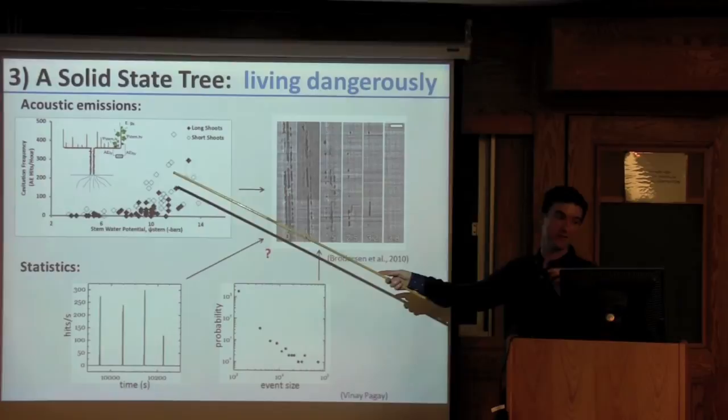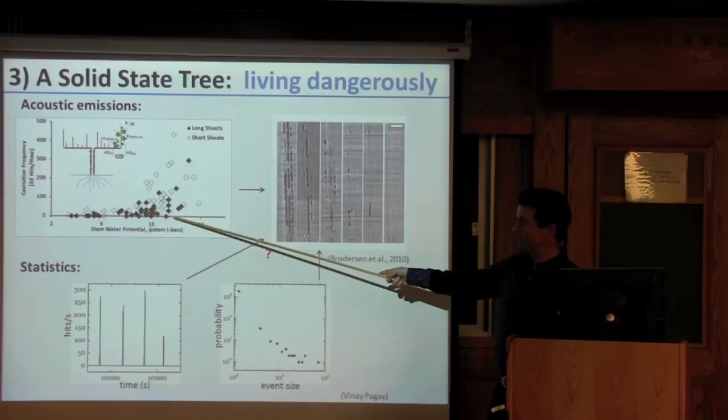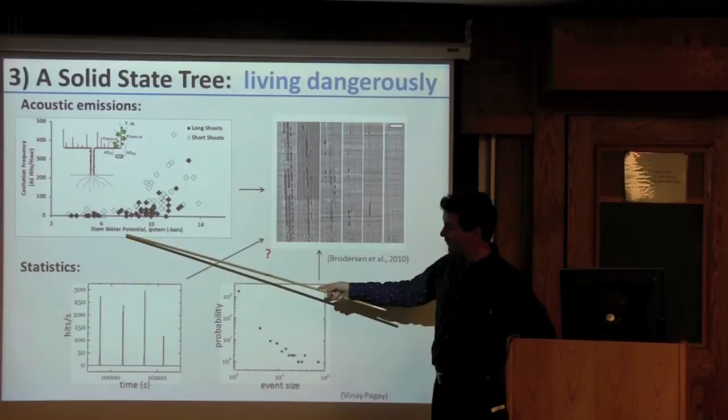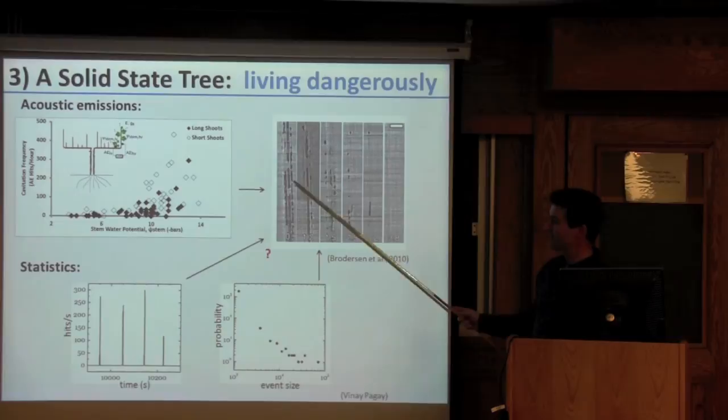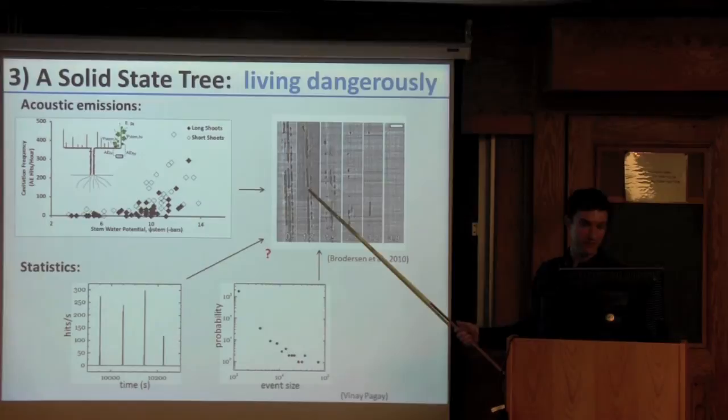And so this is just a collection on grapevine of the number of acoustic events versus water potential in a vine. And interestingly, what would be nice is if we could learn more from these non-invasive techniques. Is there some way to do statistics and learn about the dynamics in such a way that we could do the inverse problem? We get the sound, we hear it, can we learn about the local architecture that created it, okay, and the dynamics that created it?